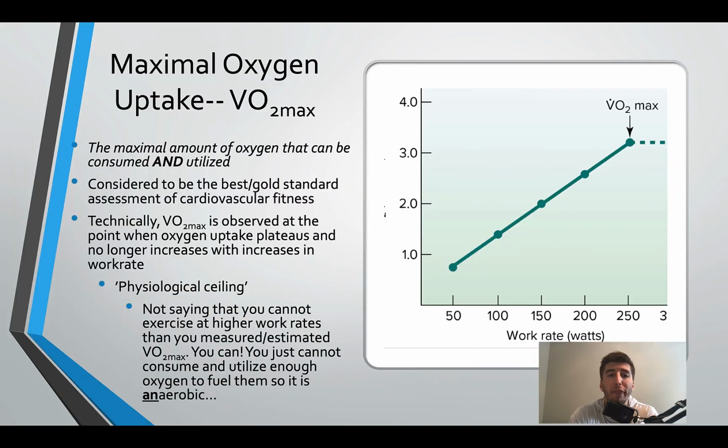So the theory is that we want to get an individual up to their maximal oxygen uptake. We talked in the last video about this concept of VO2, the volume of oxygen that is able to be consumed and utilized. When we put that little subscript max at the bottom of it, we're saying that it is the maximal amount of oxygen that an individual can consume and utilize. It is largely considered the best test for cardiovascular fitness, and it is the gold standard for cardiovascular fitness. And it tends to be a graded exercise test.